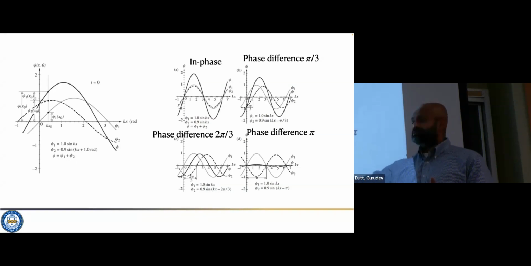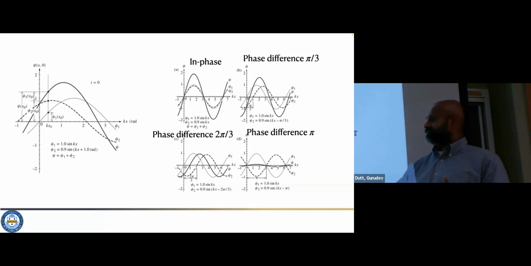And when that happens, these have destructive interference. Destructive interference means now this resultant wave, the solid black line, is almost 0.